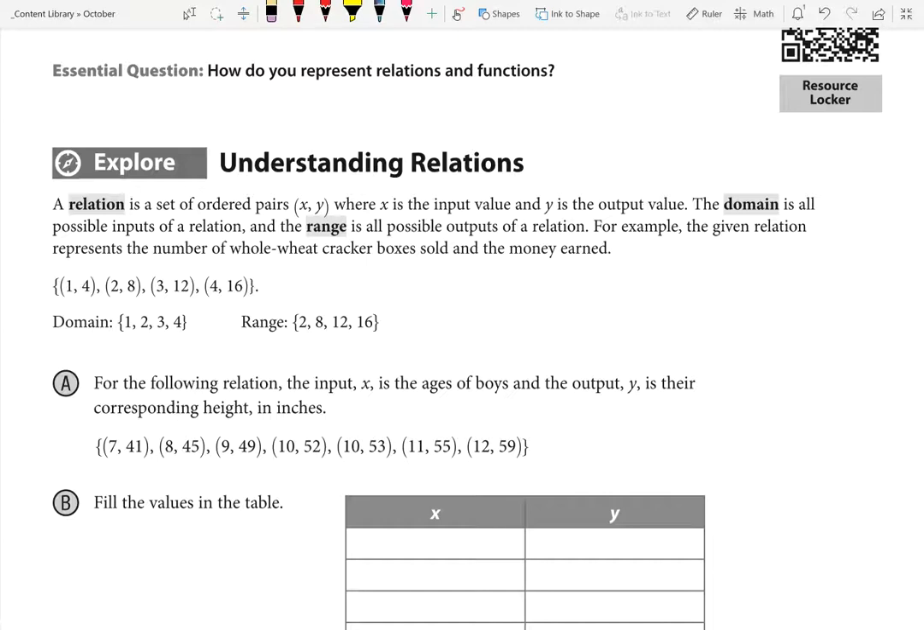$16 is earned. Now, domain is all the input values, all the x values. In this case, it's the number of boxes sold. So 1, 2, 3, and 4. Those are all the x values, all the input values of the boxes that were sold. The output value is the result of selling those boxes. They have a little typo here. It's supposed to be $4, $8, $12, and $16. Those are all the outputs. That's the range. Those are the y values. That is the result of the number of boxes that were sold.